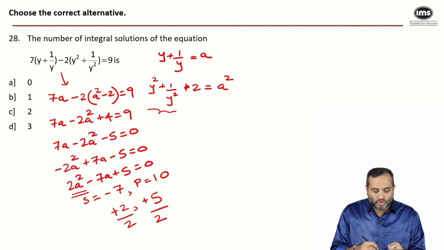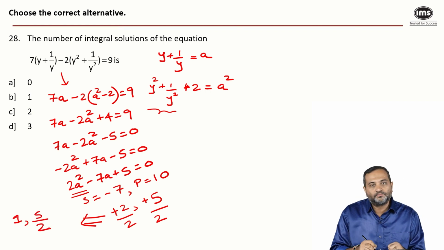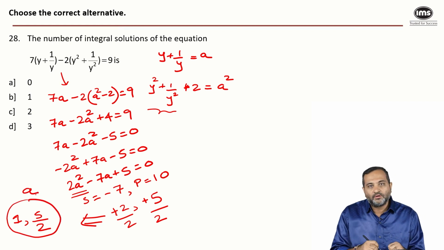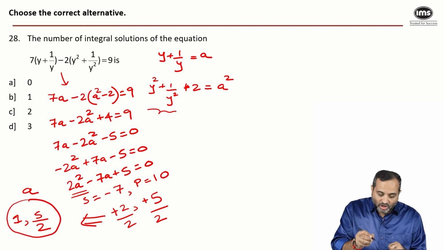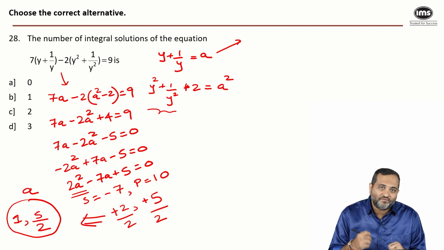So what are the two roots of this equation? The two roots of this equation are 1 and 5 by 2. But remember, this is the value of a and I am interested in y. So you'll have to plug in the value of a here and get the values of y.